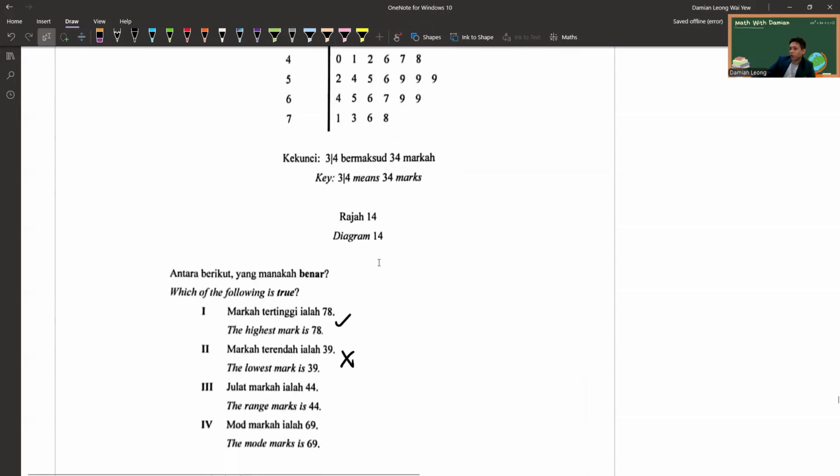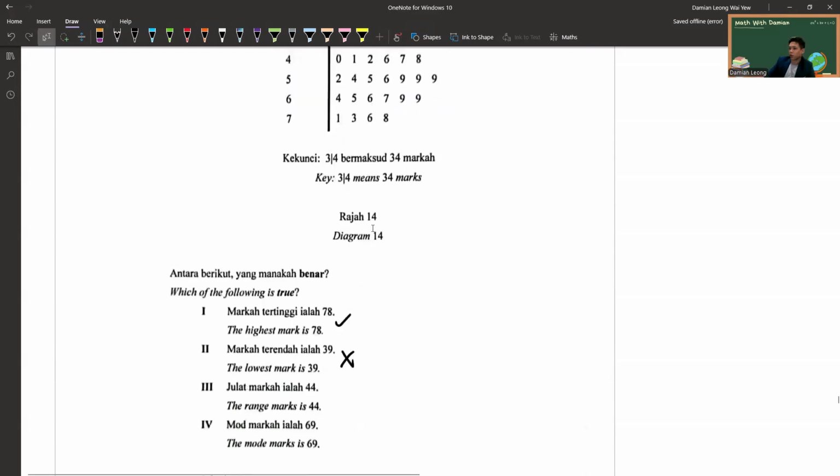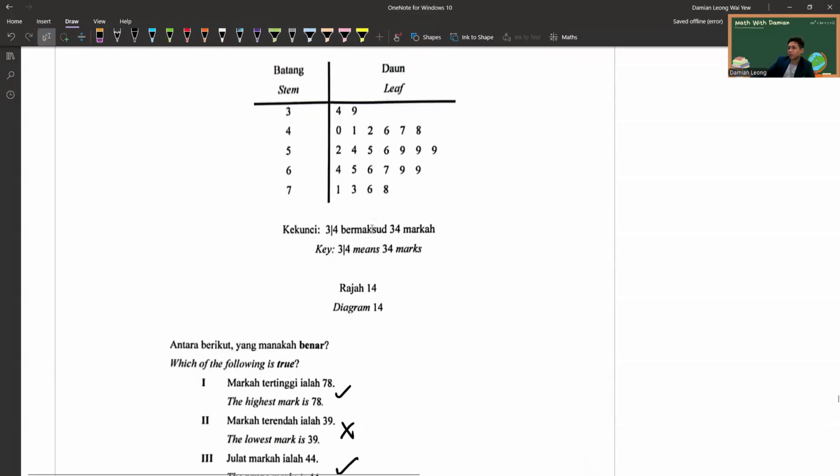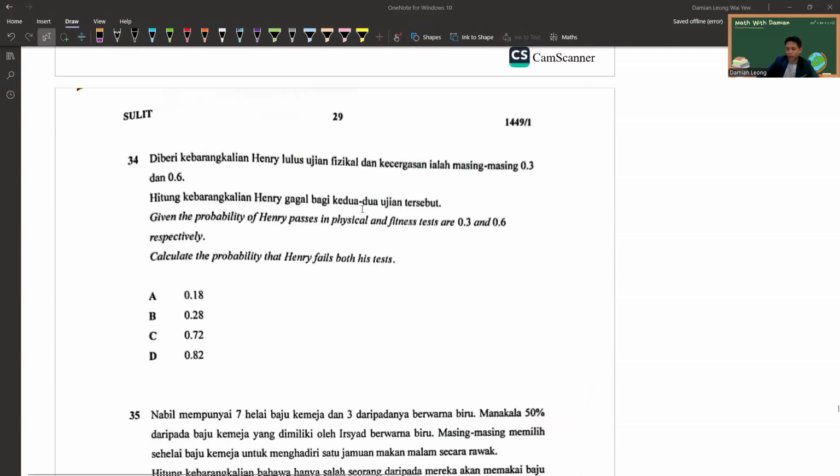Range is 78 minus 34, which is 44, so that's correct as well. Mode is 69, which is wrong. Mode should be 59, the one that repeats the most. So that's wrong as well. So the correct ones are 1 and 3. Answer B. Okay, that's for question 33. And question 34.